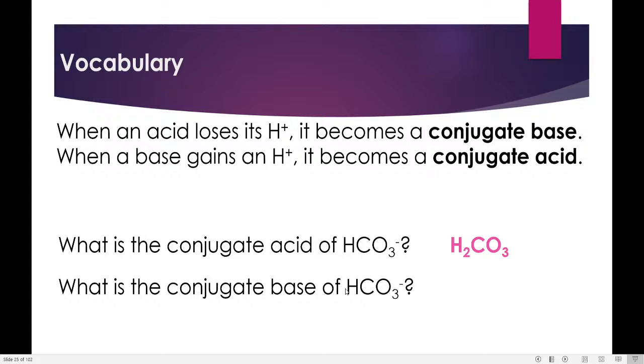Okay, what if I wanted to turn it into a conjugate base? Well, to make a conjugate base, it must act like an acid. What do acids do? They lose H positives, so take off an H and take off a positive. I'm left with CO3 with a -2 charge.